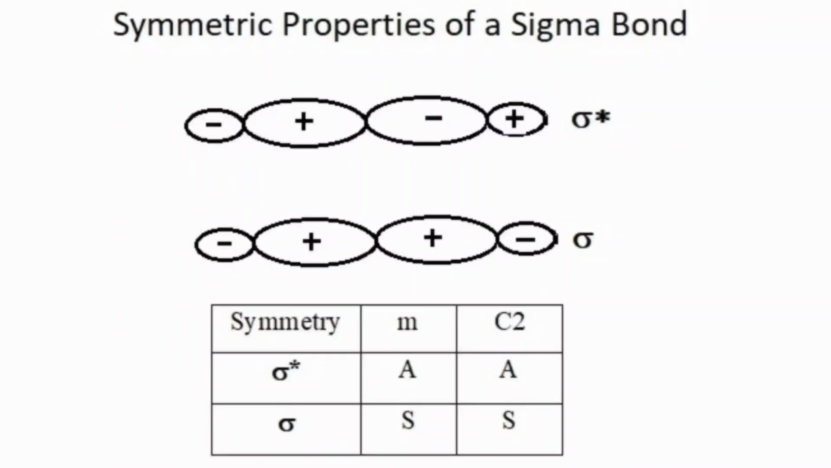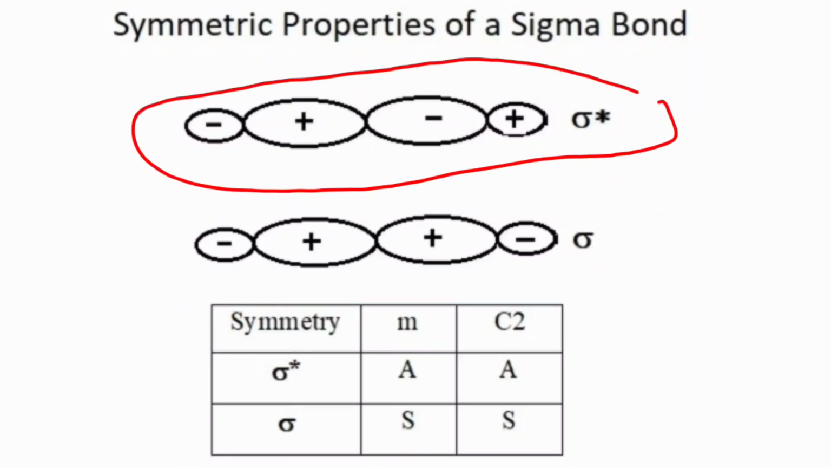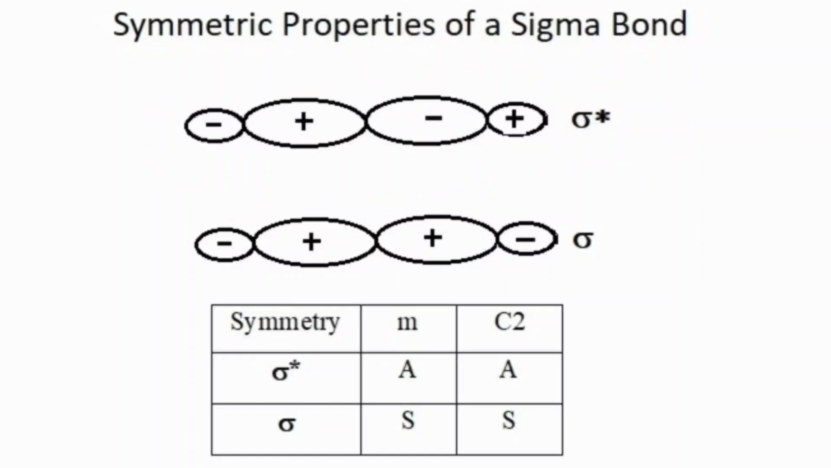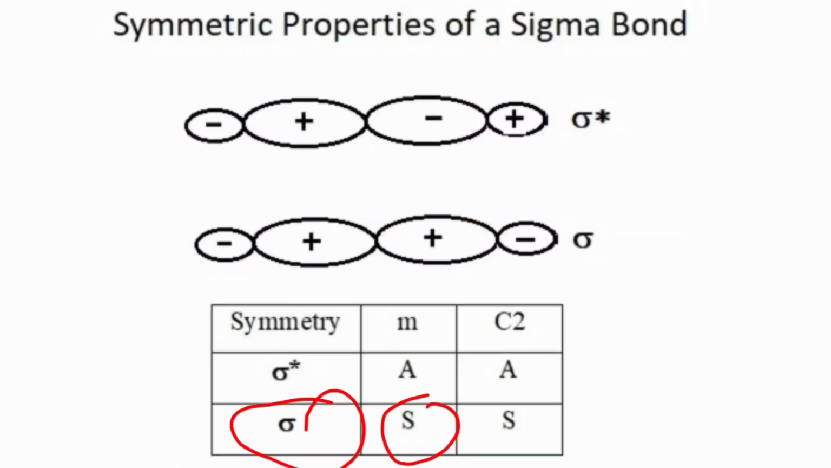Symmetric properties of the sigma bond. As you know, sigma and sigma star, that is, the sigma bonding orbital, and sigma star means the anti-bonding orbital. So this is the sigma orbital, and this one is sigma star, that is, the anti-bonding molecular orbital. Now let us discuss the symmetric properties of these two molecular orbitals. Now here, this is the sigma bond. By placing a mirror here, these two orbitals are symmetric. That's why this sigma is symmetric with respect to mirror plane symmetry.